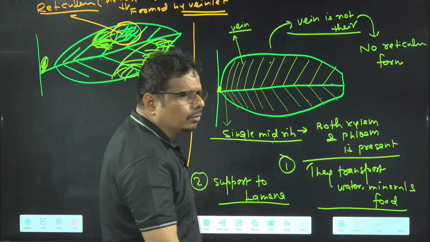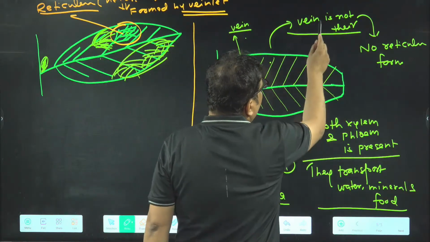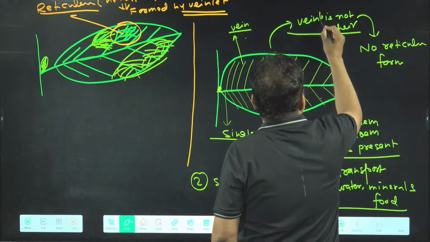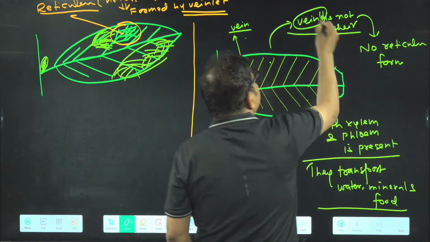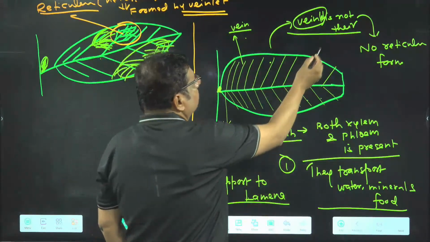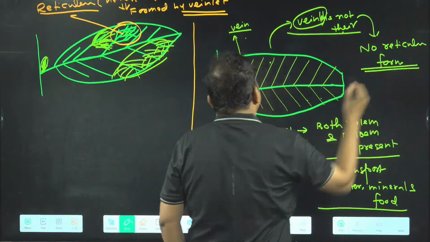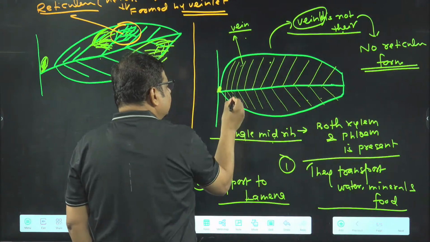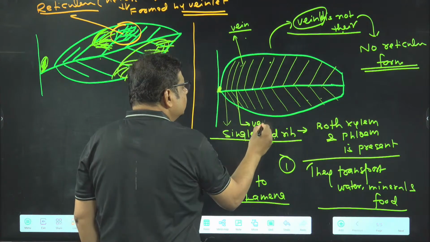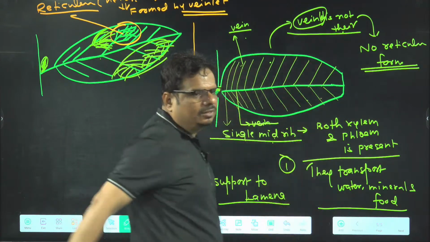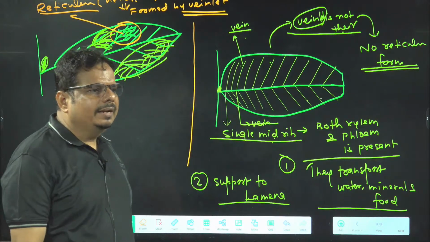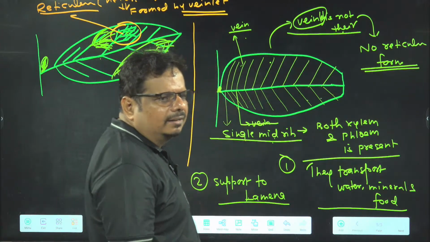So here I told you, veins are there. Veinlet, here veinlet, I just made a mistake in writing. Veinlet is not there. If veinlet is not there, no reticulum forms. Veins are there, but veinlet is not there. Okay. Done. Over.